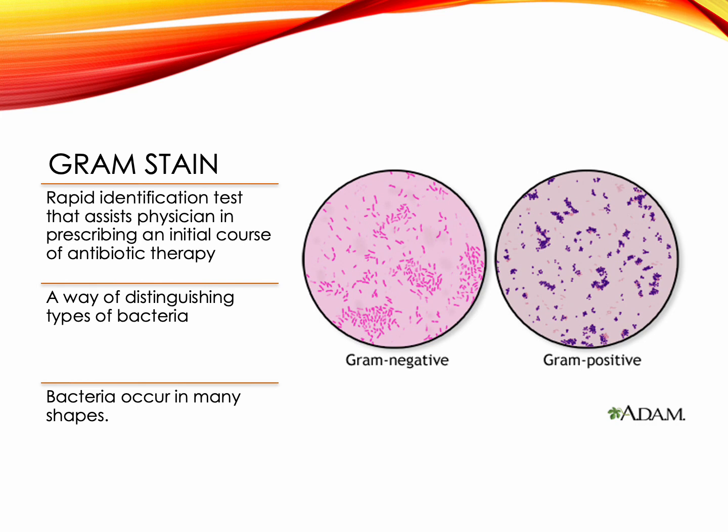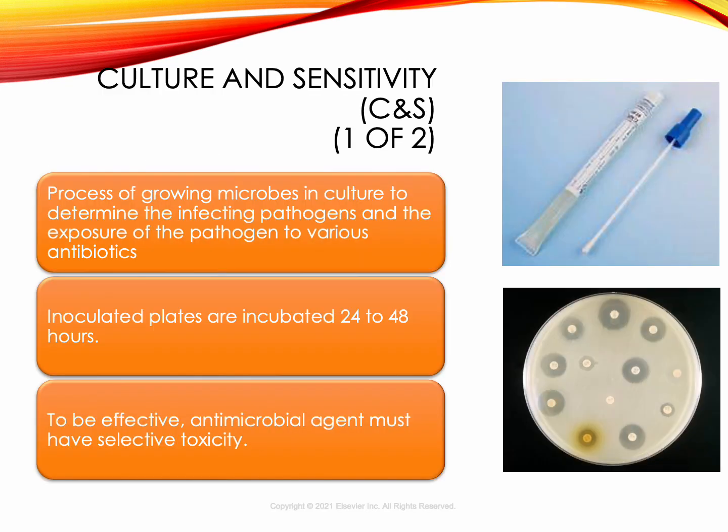So next we're going to talk about culture and sensitivity. Culture and sensitivity is going to begin with taking a culture from the site of the infection. If you look at the image on the top right of your screen, you're going to see a tube and a swab. Now, if the surgeon wants to take a culture intraoperatively, the circulating nurse is going to open up 2 culture tubes for you. One is going to be anaerobic and the other is going to be aerobic.